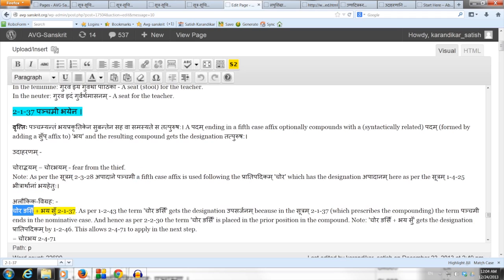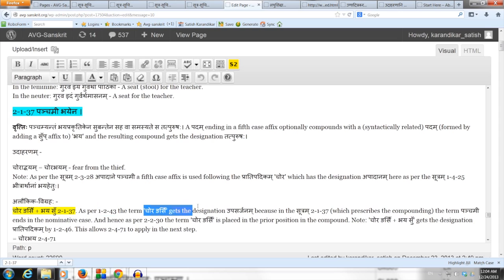The alaukika vigraha is chora nyasi panchami ekavachanam plus bhaya su, compounding authorized by this Sutram 2.1.37, because we do have a panchamyantam padam, in this case chora nyasi, compounding with a subantam padam composed by adding a sup affix to the pratipadikam bhaya. So the conditions for applying 2.1.37 are satisfied. Steps as usual as per the Sutram 1.2.43.